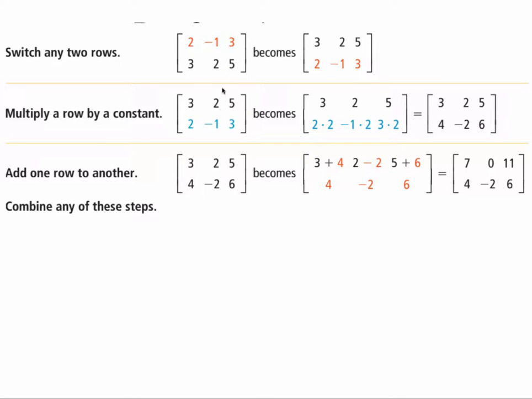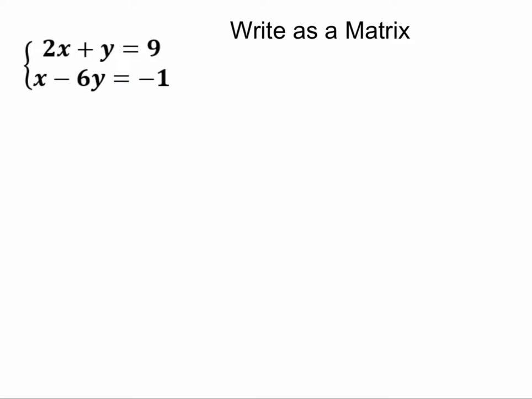Now, there's a number of things you can do with matrices. You can switch the rows. Of course, you know when we were solving systems of equations, it didn't matter which equation you labeled 1 and which one you labeled 2. You can multiply rows by constants, just like we did with our equations. You can add rows or do any combination of these, just like we did with systems of equations.